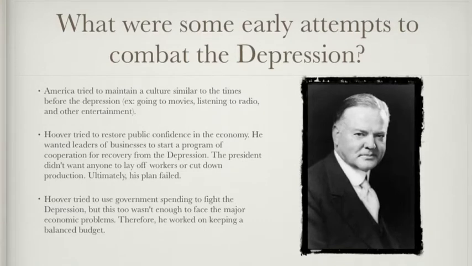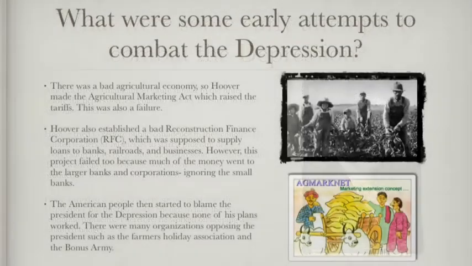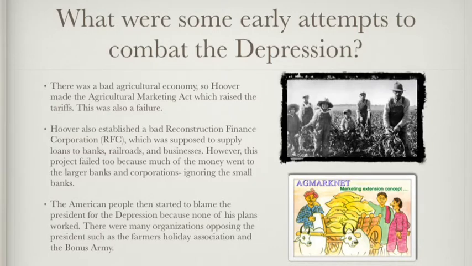Ultimately, his plan failed. Hoover then tried to use government spending to fight the Depression, but this too wasn't enough to face the major economic problems. Therefore, he worked on keeping a balanced budget. There was a bad agricultural economy during the Great Depression, so Hoover made the Agricultural Marketing Act, which raised the tariffs and also helped farmers maintain prices. This was also a failure, and it ultimately did not help combat the Great Depression.